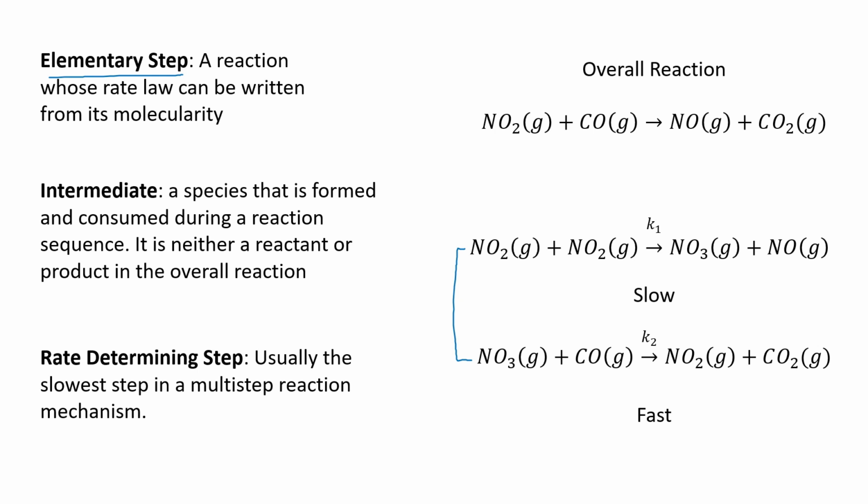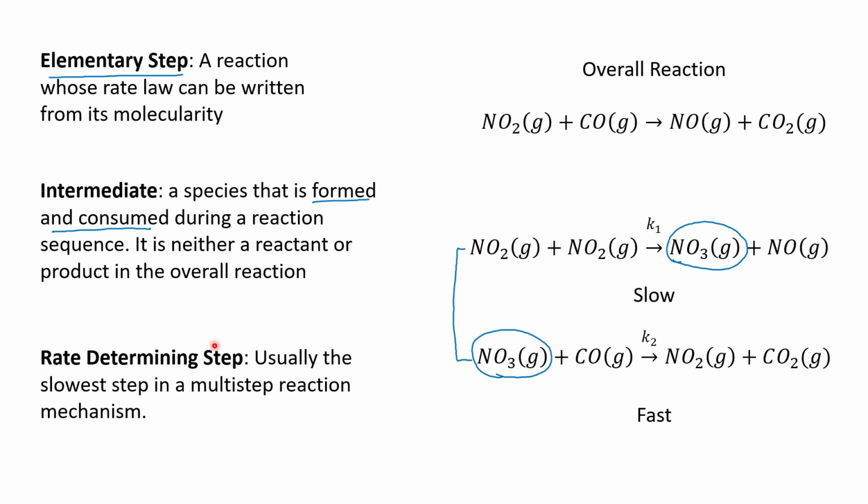Next, let's find an intermediate. Again, this is a species that is formed and consumed during our reaction sequence. We should not find it in our overall reaction. So you'll notice that NO3 right here is formed in our first step, and then it is consumed in our second step. It is nowhere to be found in our overall reaction. So NO3 is our intermediate for this reaction mechanism.